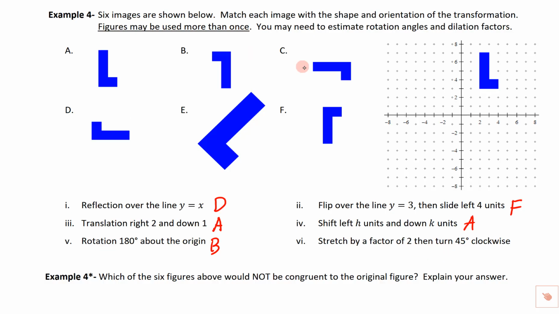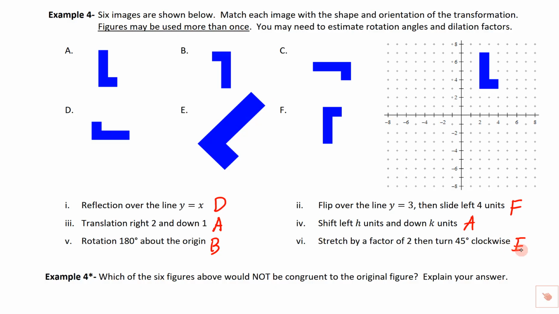Well, of all of them on here, the only one that's been made twice as big is this one right here. All the lengths are twice as big as they used to be. And then it was rotated 45 degrees clockwise. Well, 45 degrees clockwise would be like this right here, okay? A 45-degree rotation. And that kind of matches the orientation of that one right there. So we're going to say that this last one, Roman numeral 6, VI, that is going to be E.